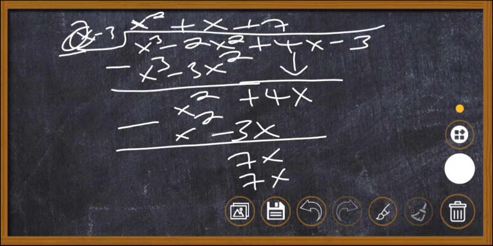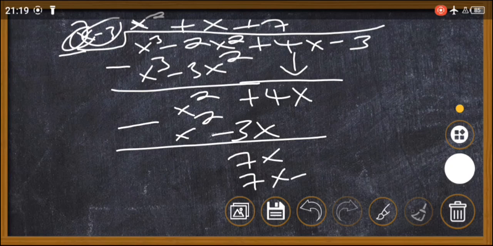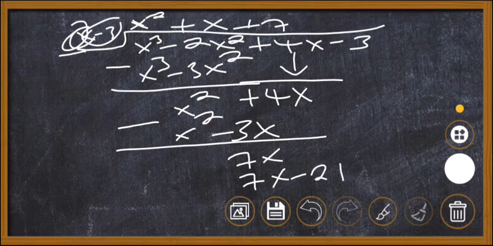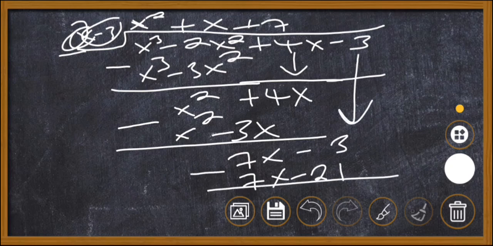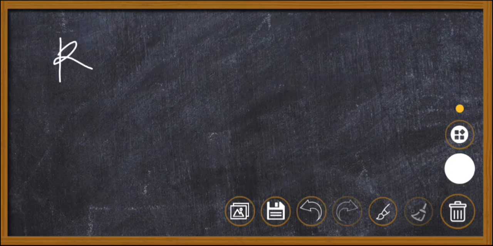And then 7 multiplied by negative 3 is negative 21. So in this case we are going to drop this constant value here, of course it's negative 3. And then we are going to subtract. So 7x minus 7x is simply 0. And then a negative multiplied by a negative is simply positive. So we're going to have positive 21, then minus 3. So 21 subtract 3, we are going to have 18. So in this case, the remainder of this given function is 18.